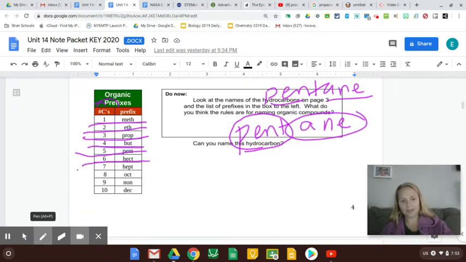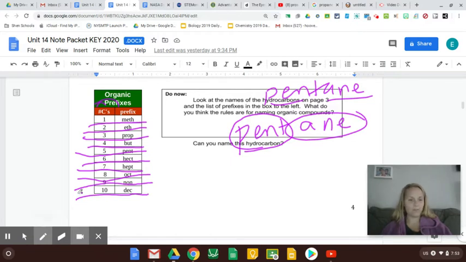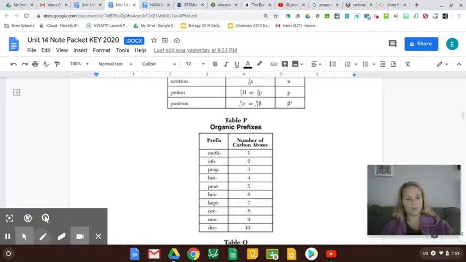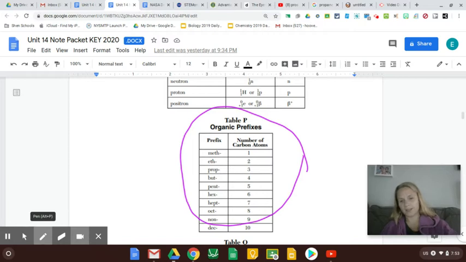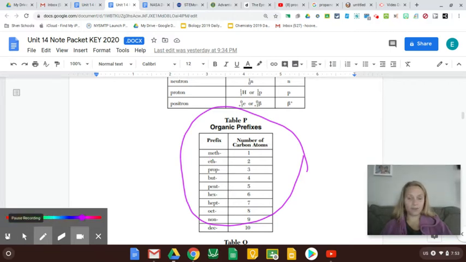6 is hex. 7 is hept. 8 is oct. 9 is non. And 10 is dec, as in decade. So a lot of those you might have memorized, but you don't have to memorize them. This kind of stuff is always on the good old reference table, right next to the last table we looked at. All the organic stuff's on page 7. So here on table P we have all of the organic prefixes. You don't have to memorize.